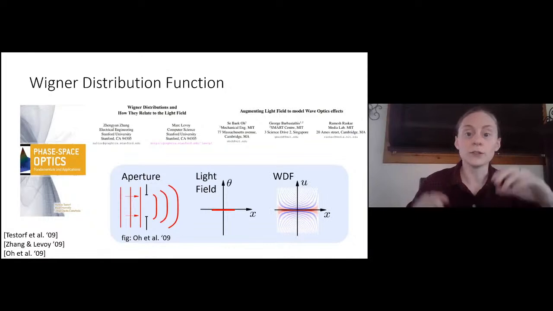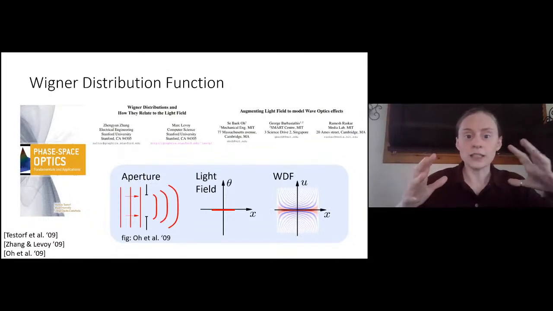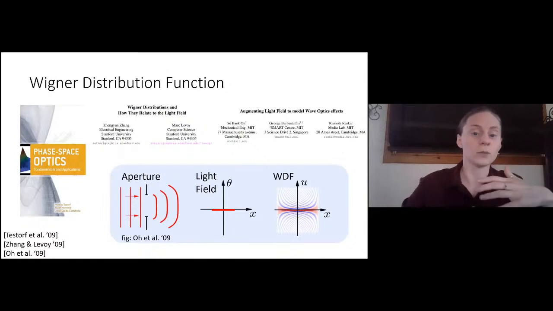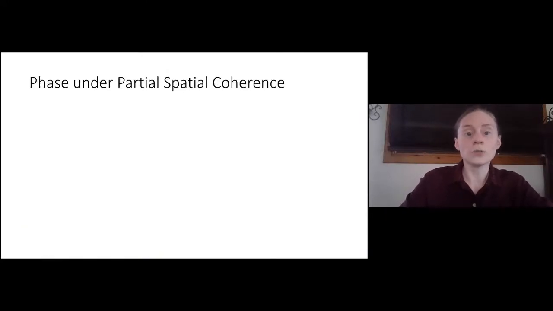But the WDF would include diffraction at the edges in that vertical spread in red. And it would also contain destructive interference, which is modeled by the negative values shown here in blue. And this object lets us talk about phase in a more general way. So let's say we have a locally linear phase object. That's going to be a section of a prism.